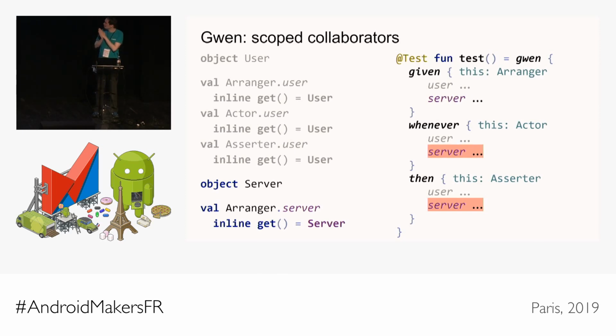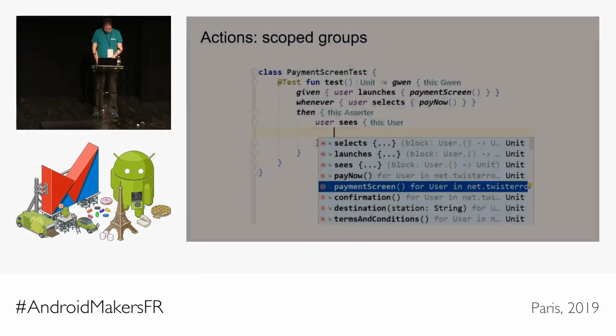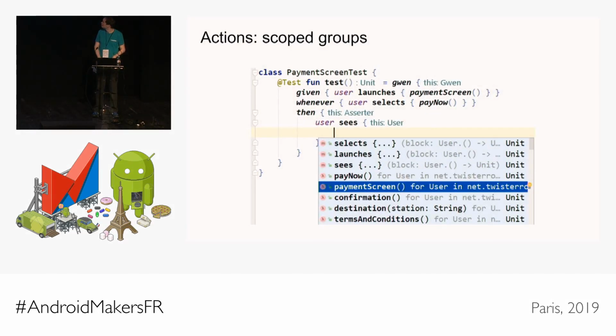These properties are now extension properties, which means that they cannot store state, so we need the getter to be dynamic. At this point, we have the structure, and if we use the code completion inside the user sees block, then we see this screen. And you notice that there are 3 groups on the top, but we are already inside the sees block, so those are irrelevant at this point. And also that payment screen function is actually launching an activity.